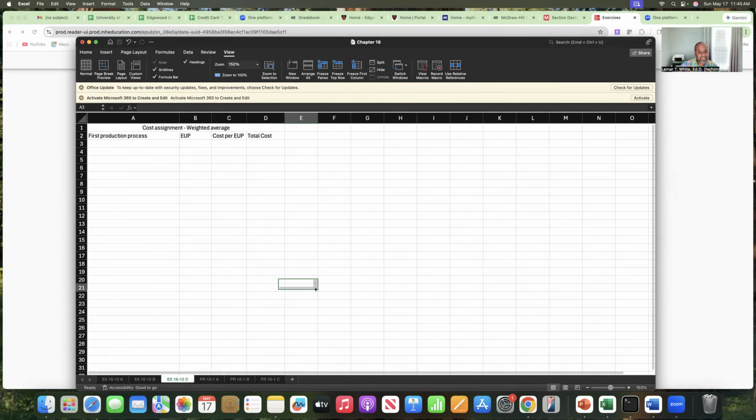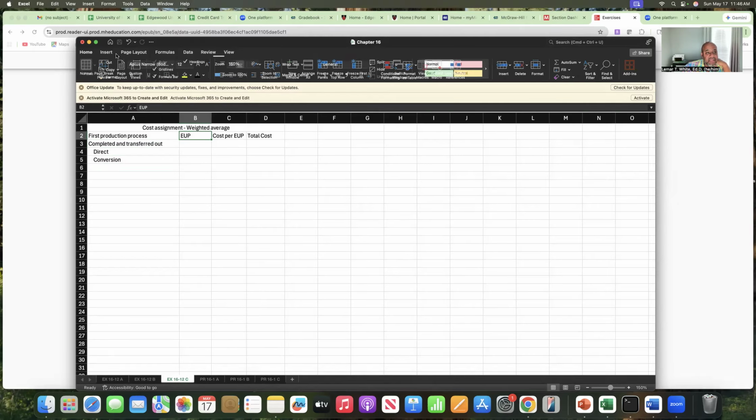The last part, which is part C now, says assign cost to the department's output, specifically to the units transferred out and to the units in ending work in process inventory. All right. So we're going to first start with our completed and transferred out. All right. And then I'm going to do my direct and my conversion. All right. So under my completed and transferred out, I need to figure out what my equivalent units of production are.